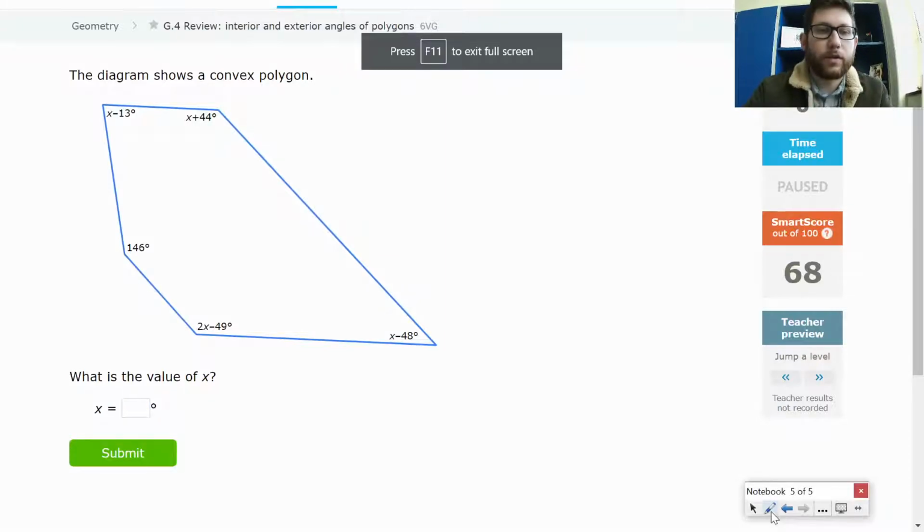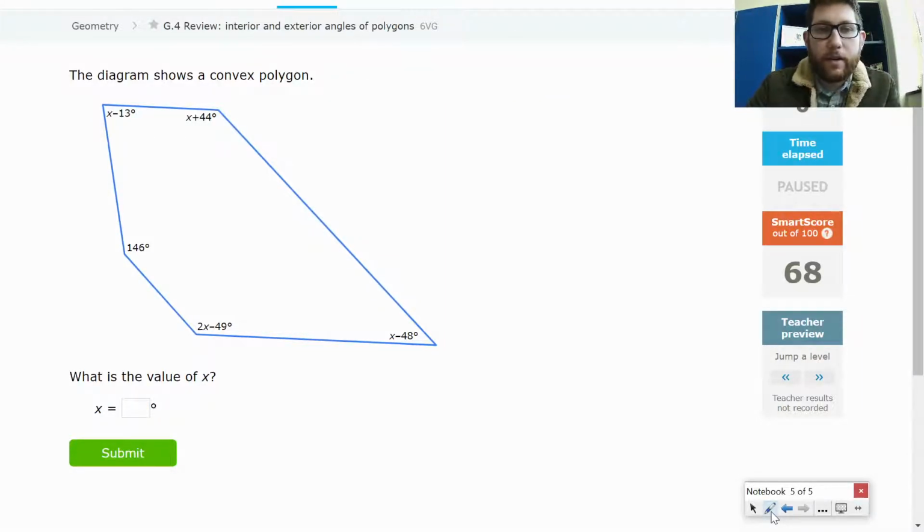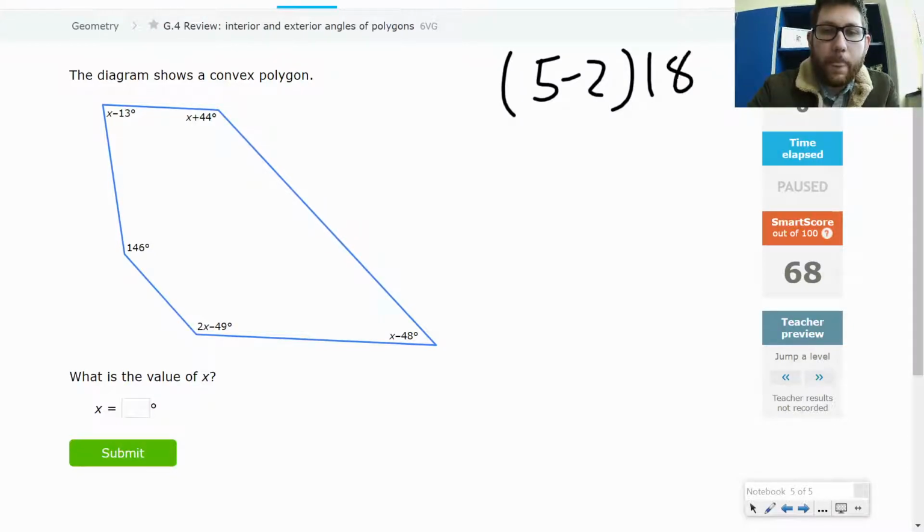Okay, now let's look at how do we set this up. Notice I've got interior, it's not regular, it's a sum, so I've got to do n minus 2 times 180. So I've got 5 sides, 5 minus 2 times 180. That comes out to 540. Now I know that all of these add up to equal 540.